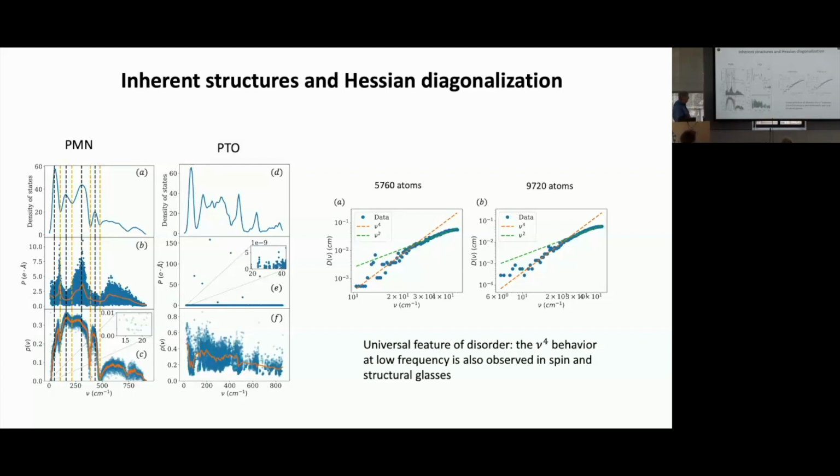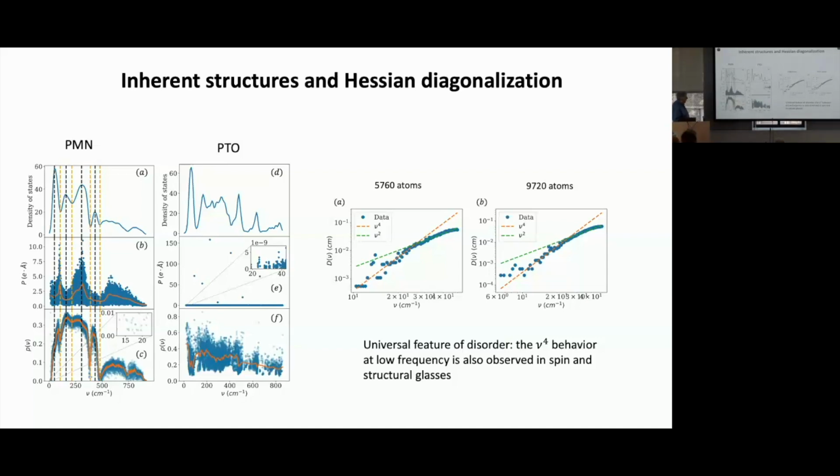Otherwise, it is zero. And this is quite interesting, and perhaps the most interesting thing: this is the participation ratio associated with the modes. The modes here at the onset of the spectrum, at very low frequency, are extremely localized. They have a very small participation ratio, and there is also a small participation ratio here where there is a gap. But let's focus on this part over here.